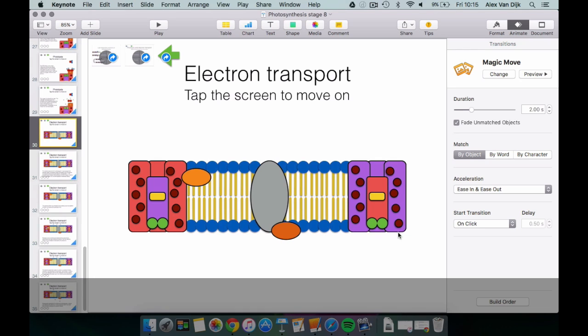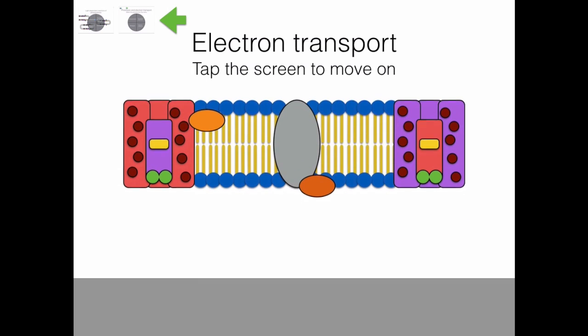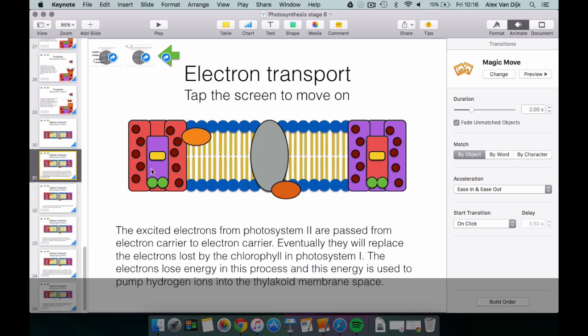This is from my resources file that I used earlier. And in this particular one, I just have to tap the screen to move on, and then I'm having a magic move transition, which will move it to the next one. So let's have a look and see what happens when we press play. It just shifts to the top, and then the words come in. So we're now on this slide here.